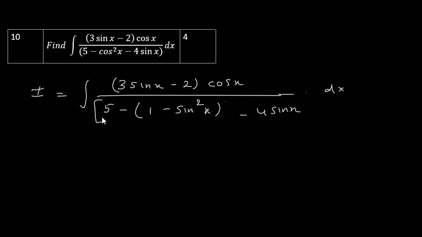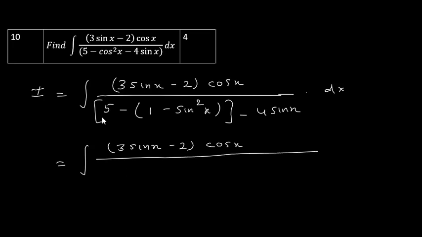So this is equal to the integration of (3 sin x minus 2 cos x) divided by (5 minus 1, minus minus will become plus, sin square x minus 4 sin x) into dx.